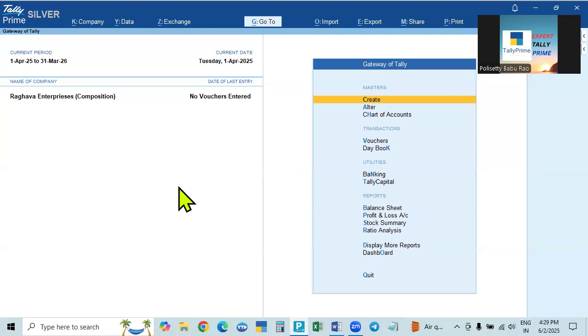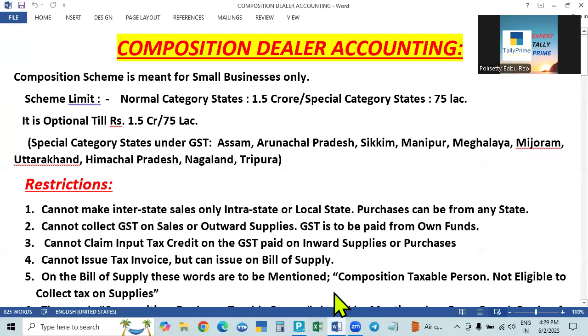First of all, we will learn about the rules and regulations relating to composition dealer accounting. That we can learn in the first part. In the second part, we can take up the accounting treatment, how these composition taxable persons maintain the books of account and how they record the transactions in the books.